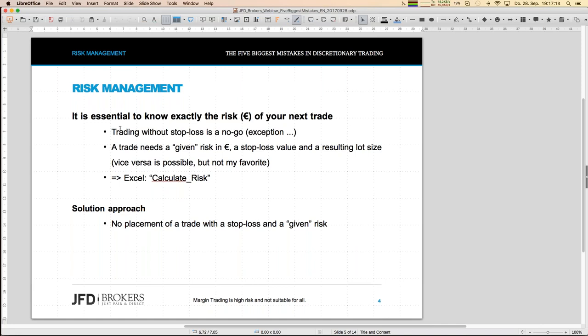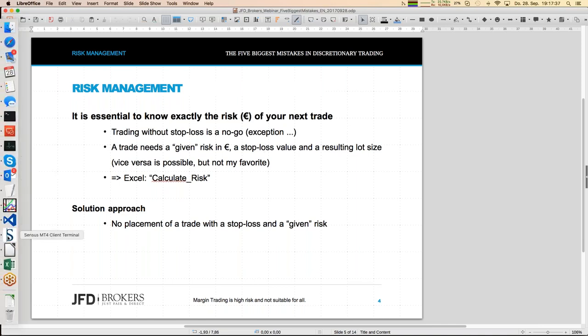I don't normally do it vice versa, because we could do it vice versa as well. If we have a given risk, we can set a lot size for our trade, and then it would result in a stop loss value for our underlying. But that's not my favorite. My favorite is the other way around. And let's be a little bit more practical here.